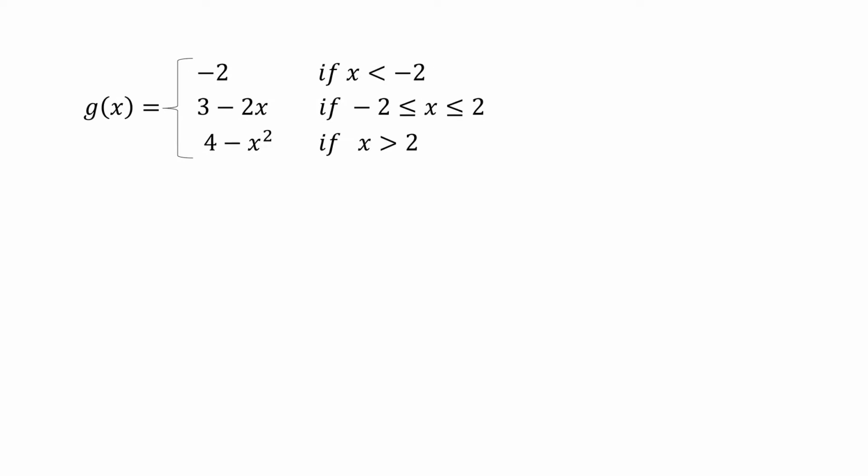Let us draw another piecewise function g. Define g of x equal to negative 2 if x is less than negative 2. g of x equal to 3 minus 2x if x is between negative 2 to positive 2, inclusive of the endpoints. And 4 minus x squared if x is greater than 2.